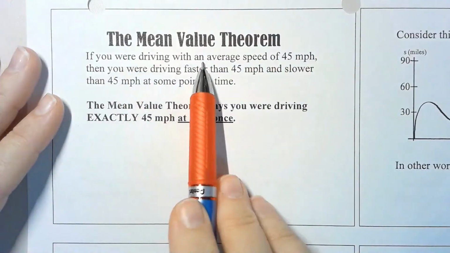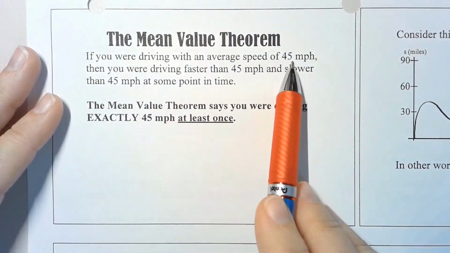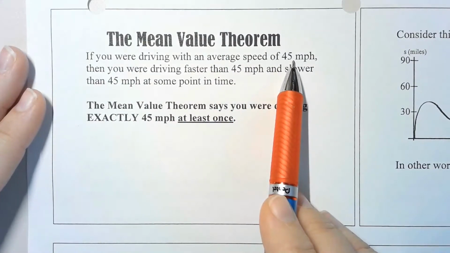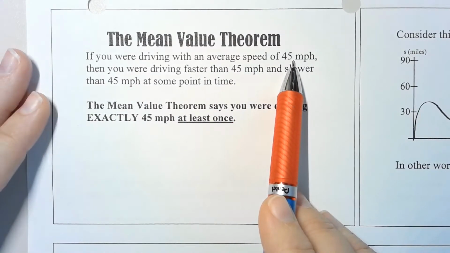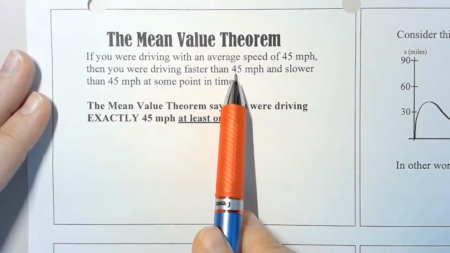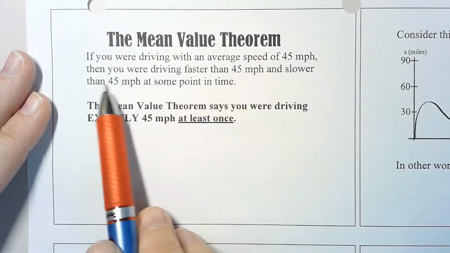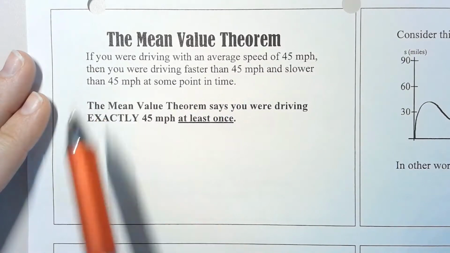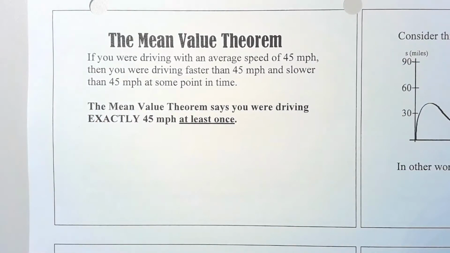If you were driving with an average speed of 45 miles per hour, would you agree with me that that means at some point you were driving faster than 45 miles per hour and at some point you were driving slower than 45 miles per hour? Unless, that is, you were driving exactly 45 miles per hour the entire time. But if that's the case, then we're talking about a linear graph, and that's okay, there's no calculus needed there.